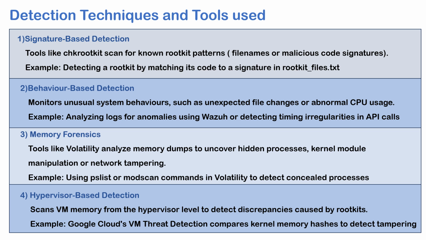Hypervisor-based detection monitors the VM from outside. Google Cloud, for example, uses VM Threat Detection to scan kernel memory for tampering without relying on the potentially compromised guest OS. Each method has strengths, but layered detection is usually the most effective one.